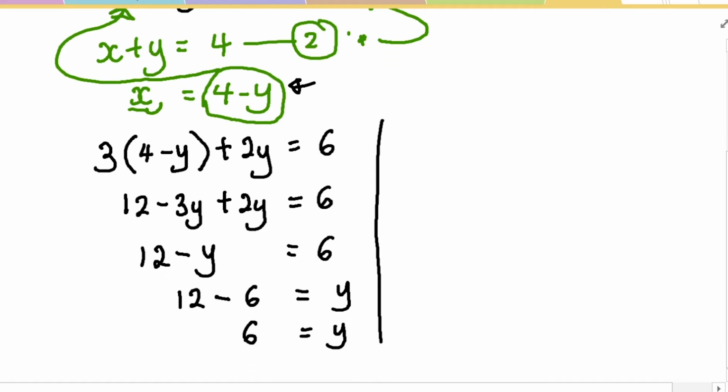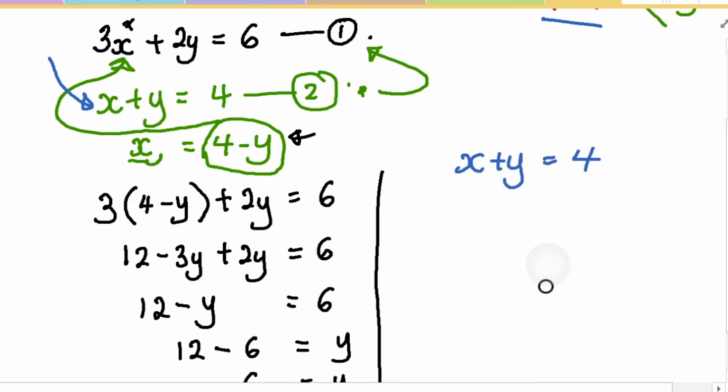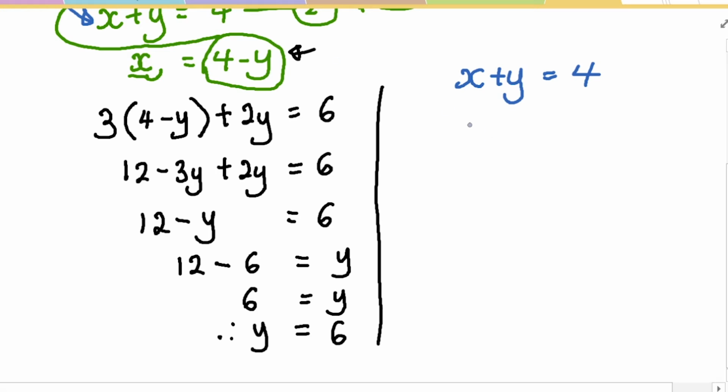So after getting our value of y as 6, I can simply say, therefore, y is equal to 6. Then I can just pick any of those two equations to find the value of x. I can choose the second equation, which is x plus y is equal to 4. Now, let me substitute to find the value of x. Remember, we got our value of y as 6. So it's going to become x plus 6 is equal to 4. So x is going to be equal to 4 minus 6. Our value of x here is negative 2.